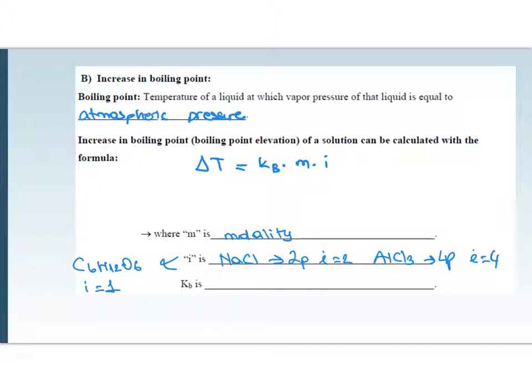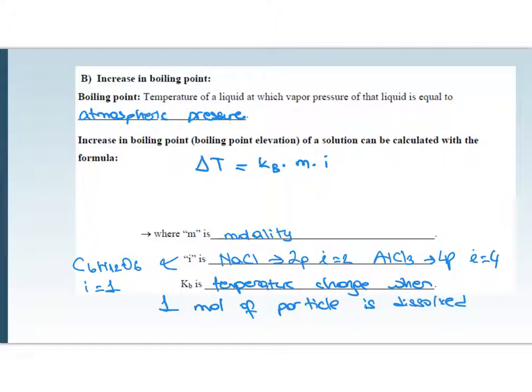So what about Kb here? Kb is the temperature change when 1 mole of particle is dissolved in 1 kilogram of solvent. In fact, this temperature change is a temperature increase, because we are talking about boiling point.